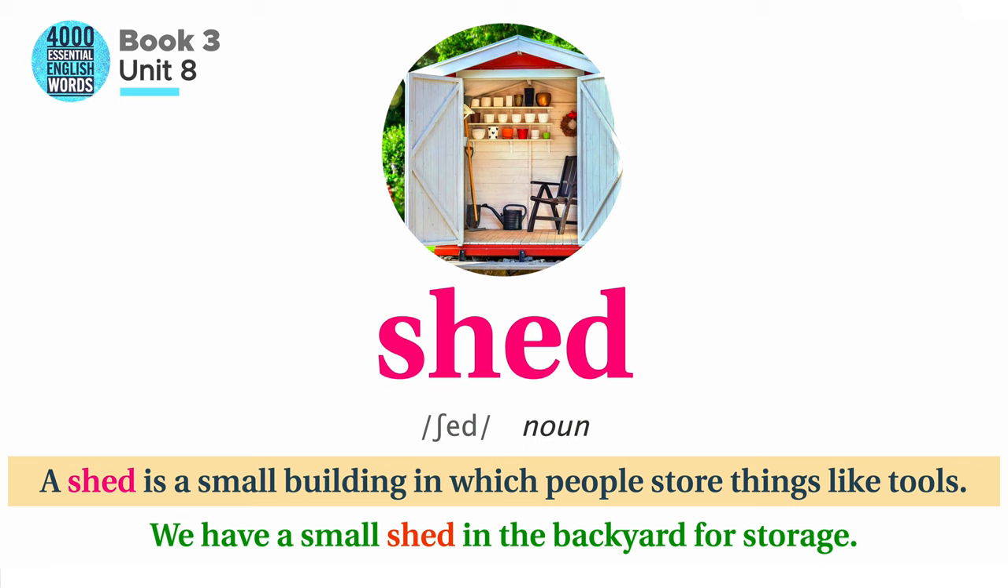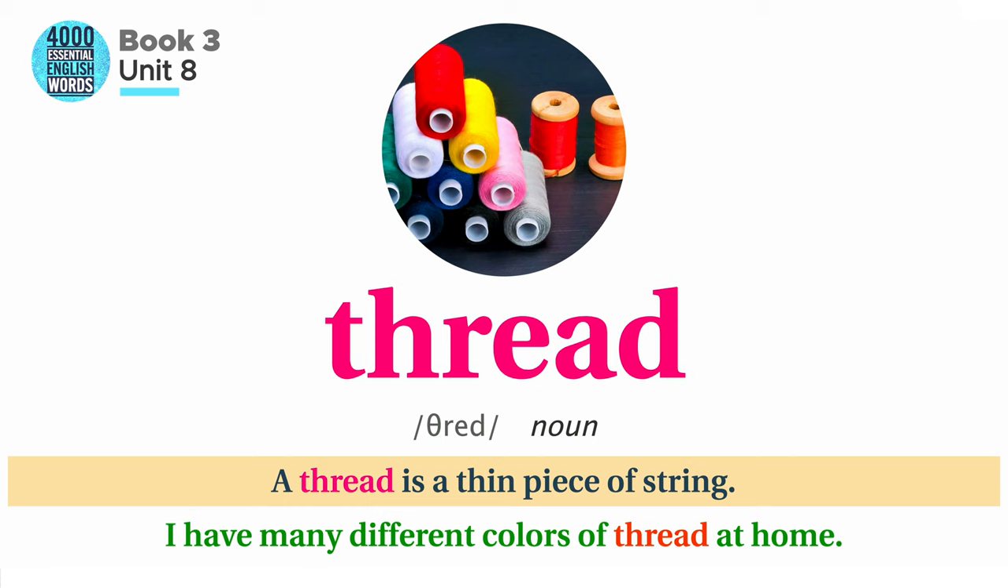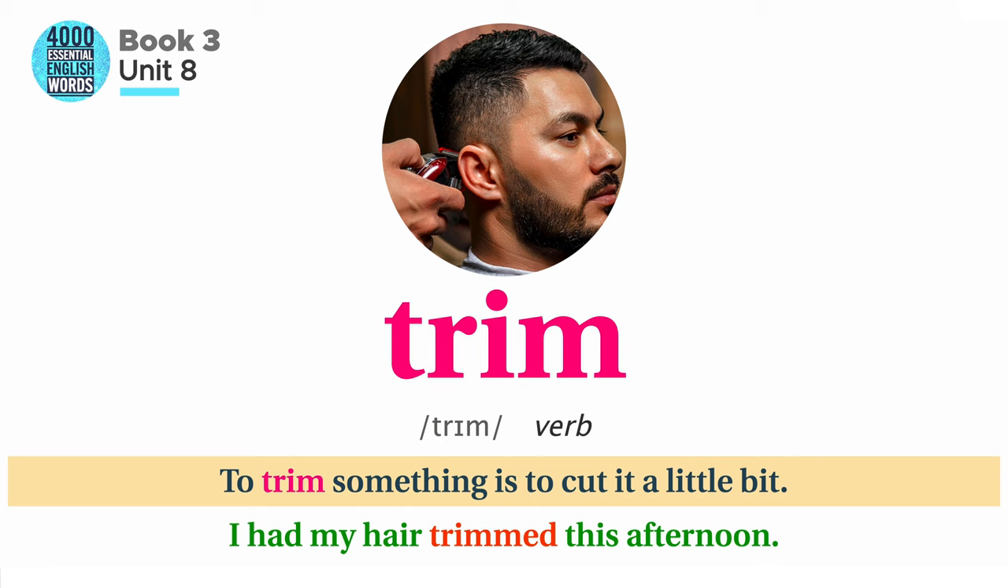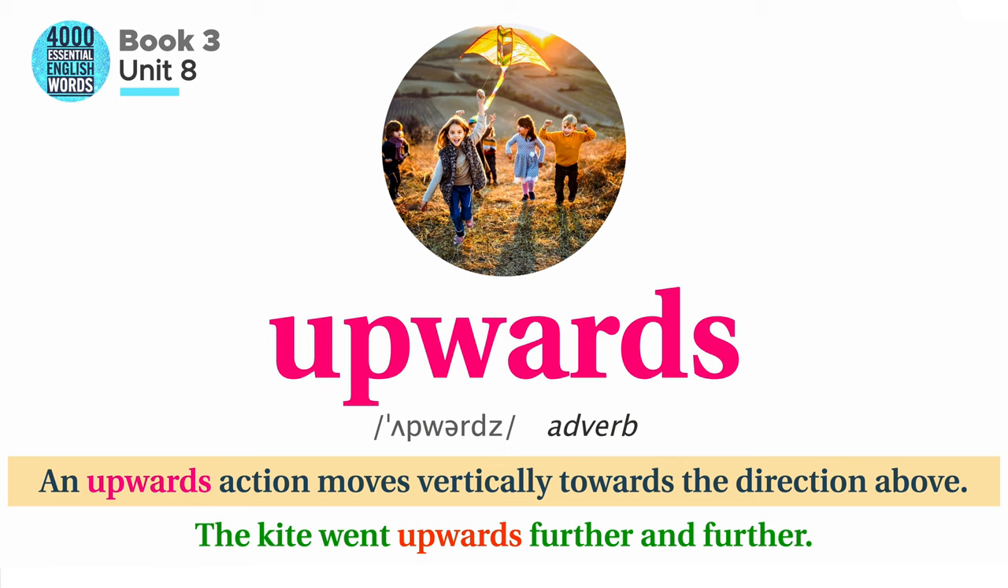Thread. A thread is a thin piece of string. I have many different colors of thread at home. Trim. To trim something is to cut it a little bit. I had my hair trimmed this afternoon. Upwards. An upwards action moves vertically towards the direction above. The kite went upwards further and further.